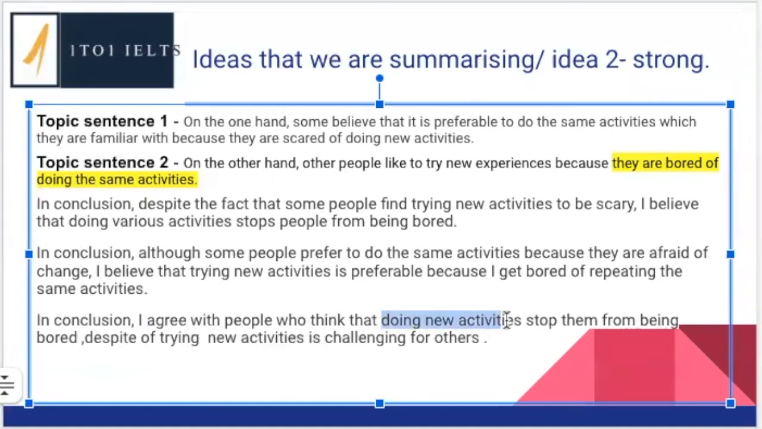Aha. So this is what we had earlier. So this is our subject. Our subject begins with an ing. So our verb should be, good job, Mary, stops, yeah. So a gerundial phrase needs to be followed with a third person. I agree with people who think that doing the activity stops them from being bored, despite. Despite of doesn't work here. Despite.